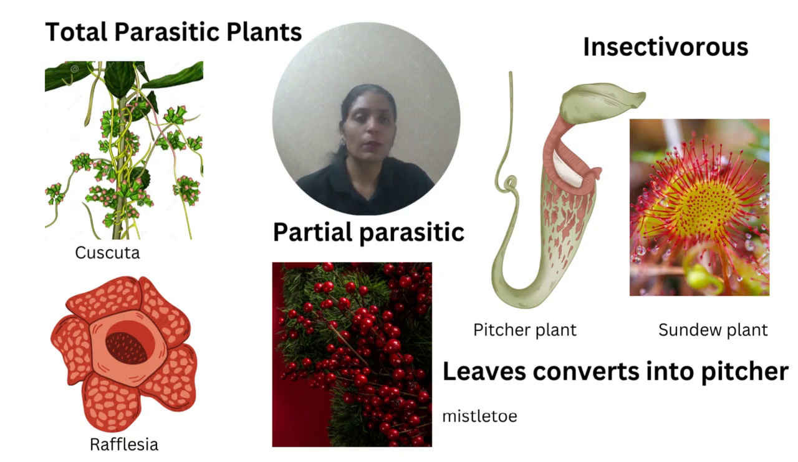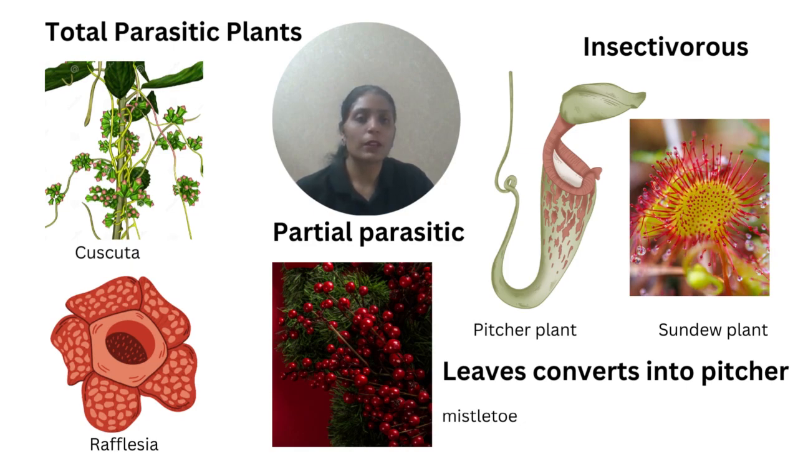Now coming to some of the insectivorous plants. Insectivorous or carnivorous plants will trap small insects for withdrawing the nutrition from them. They are actually able to do photosynthesis, but they grow in soil which is deficient in nutrients. So in order to get other nutrients, they trap the insects and then withdraw the nutrition from them.